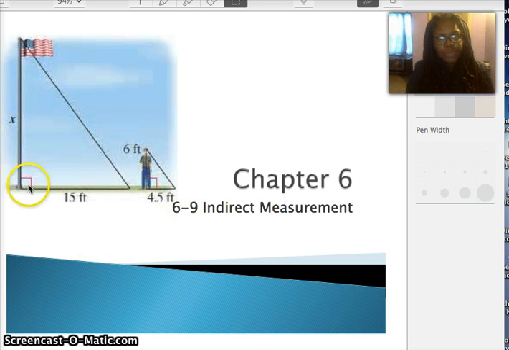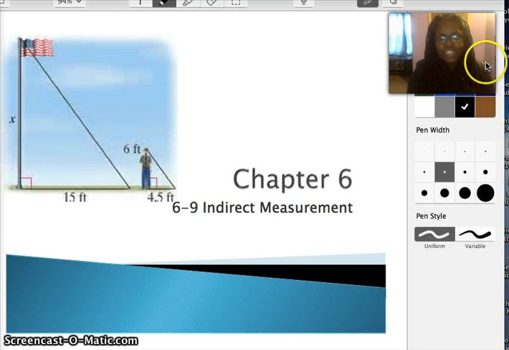So in this case, we have a flagpole, and this flagpole is casting a shadow, and that shadow is 15 feet long. And then we have the known height of a person, which is 6 feet, and their shadow at the same time of day is 4.5 feet.